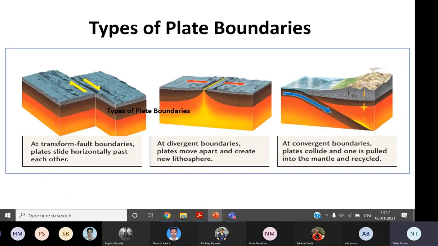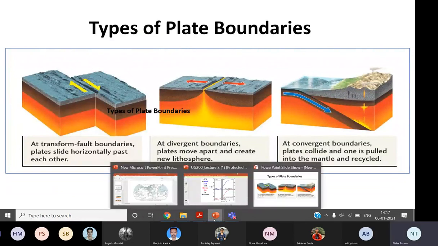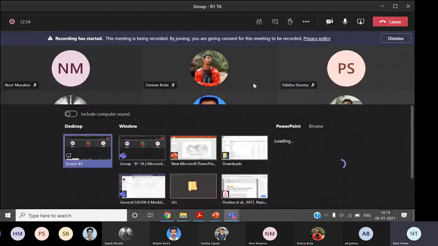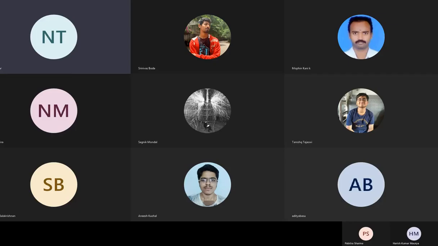Actually, do I have the rift? I will move to the other slide then.